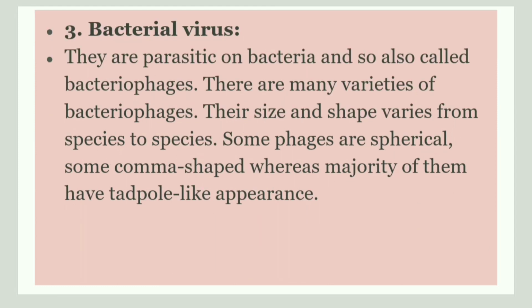Next are the viruses that attack bacteria, and they are called bacterial viruses. The name often given to them is bacteriophages. These bacteriophages are of different varieties. They may vary in their shape and size, and this is from species to species. Most of the phages are tadpole-like, whereas comma-shaped and spherical phages are also present.